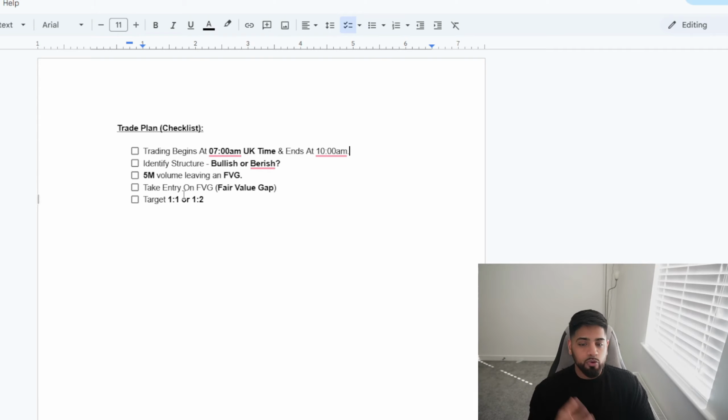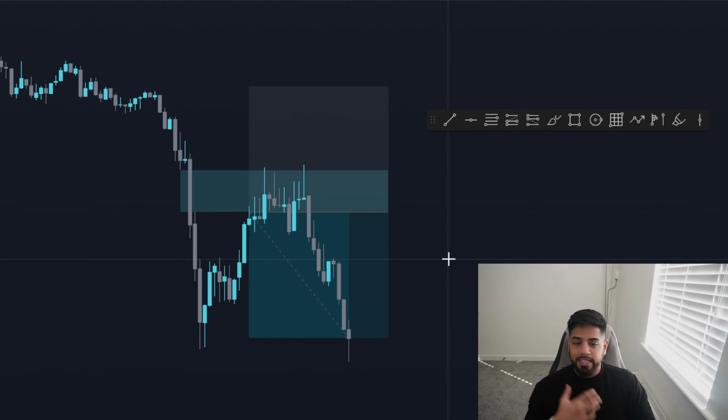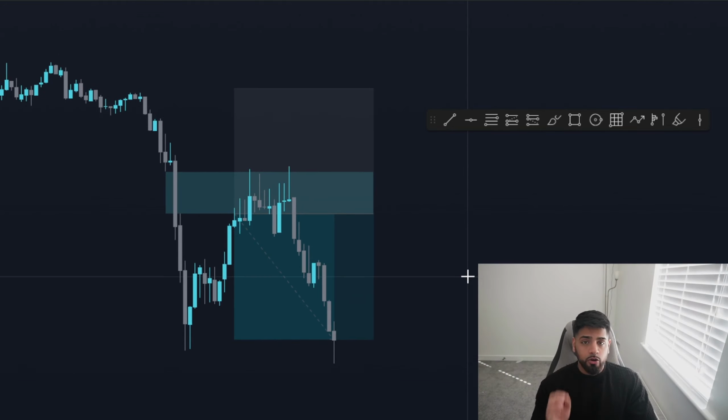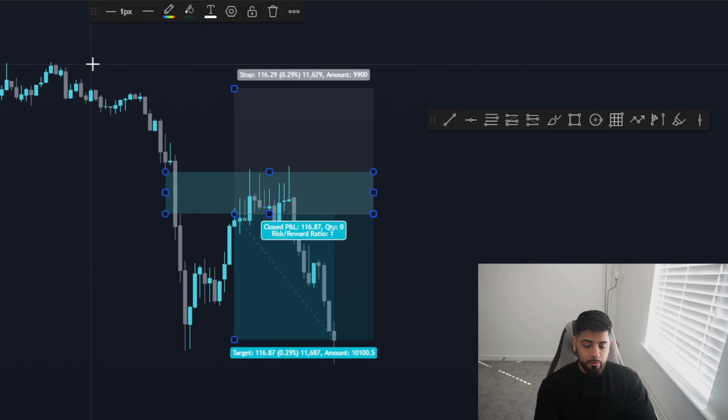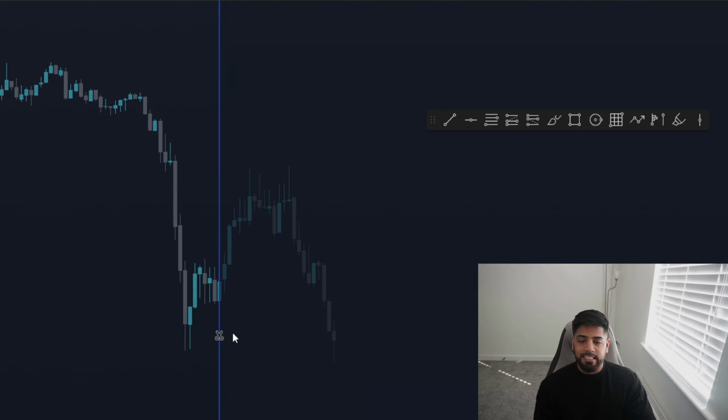So it sounds simple, it sounds easy. Let me show you this trade that actually occurred this morning. It is very, very beautiful. So here we are on US 30 on the 5-minute time frame. Now let me remove all of these drawings and replay the chart to start off at exactly 7 a.m. UK time.